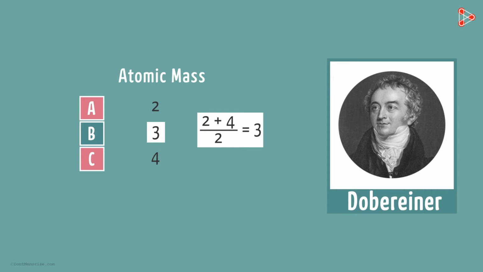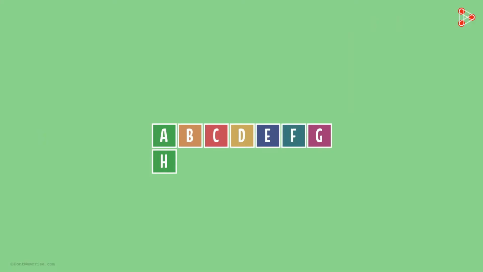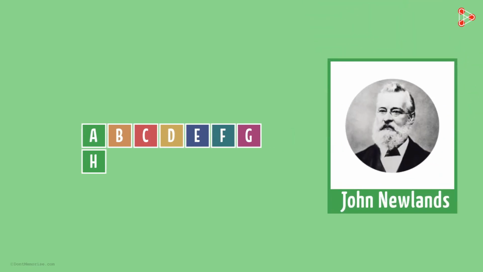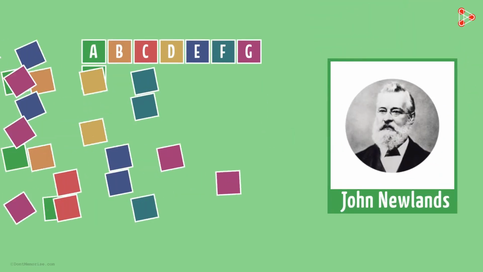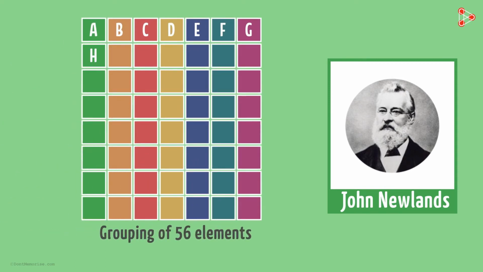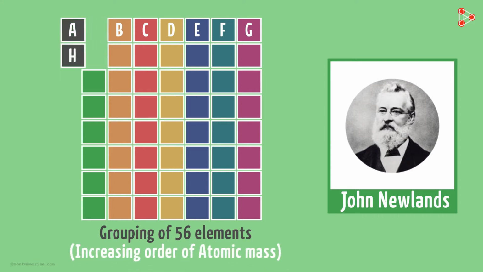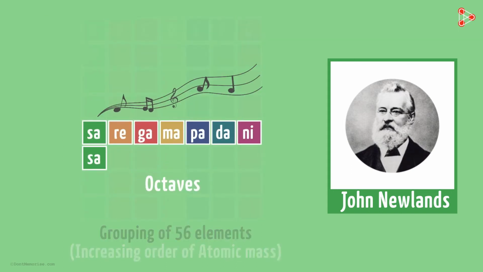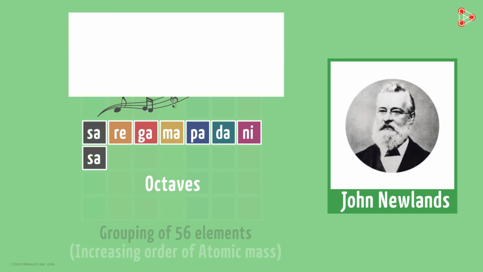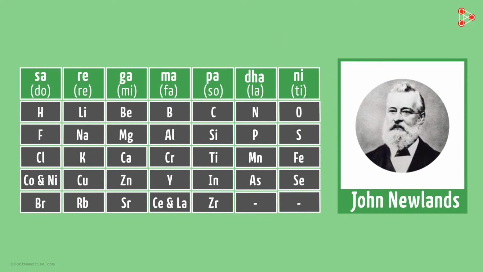So after grouping the elements in a series of 3, a newer system of grouping the elements in a series of 8 was developed by a scientist named John Newlands in 1866. He arranged the 56 elements known at that time on the basis of their increasing atomic mass, and what he noticed was that every 8th element in the group resembled the first. Much like the octaves in our music, where every 8th note is the same as that of the first one. So this was how he arranged the elements in the table.